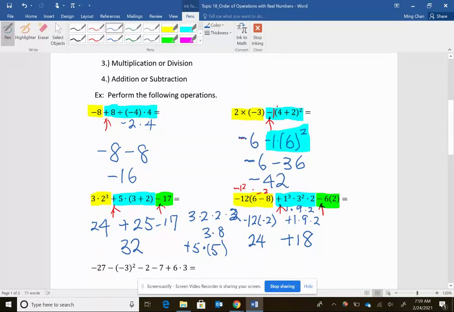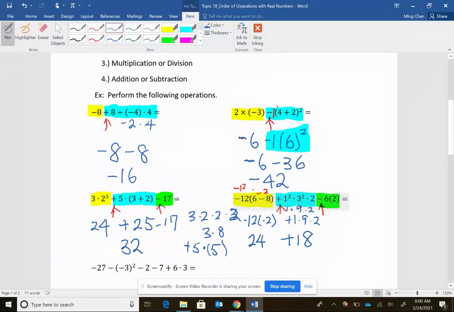Oh, by the way, I forgot to mention, if the first term is positive, like this 24, then you don't have to write a sign for it. In algebra, the only time you do not write a sign for a term is when that term is the first term. Being positive, you don't have to write a sign for it.